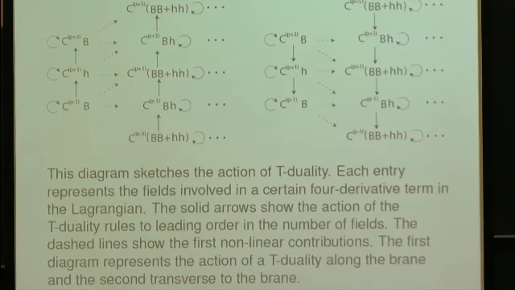Now, what the arrows indicate is how T-duality acts. A solid arrow would mean T-duality at the linearized level. So the arrows tell us how different interactions mix with each other under T-duality. This is T-duality along the brane. This is a T-duality transverse to the brane.